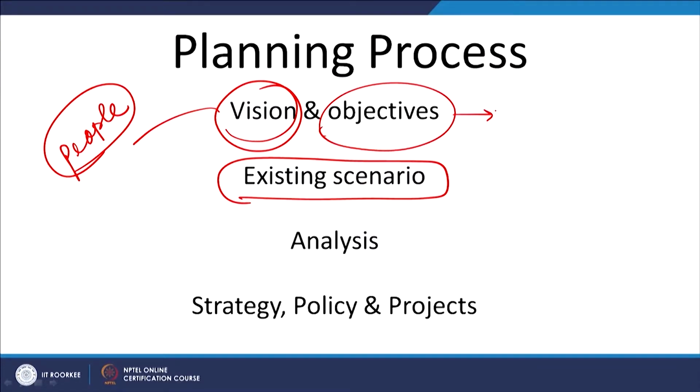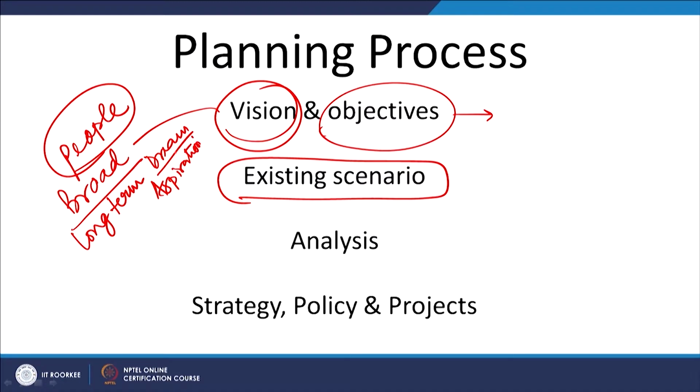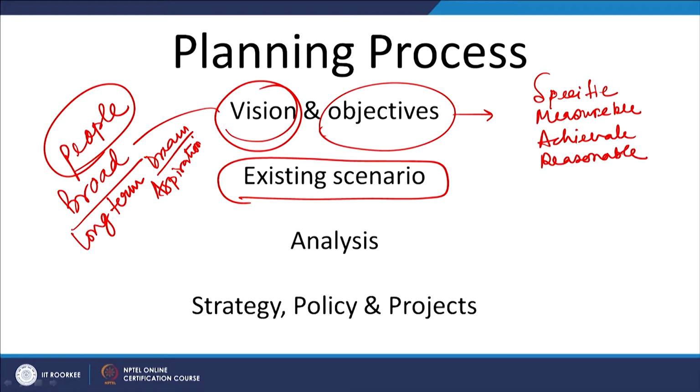Now, the difference between vision and objectives: vision is broad in nature, basically a long-term dream or aspiration, whereas objectives are very specific in nature and should be presented in a measurable format, achievable within a time frame, and reasonable, so that they can be completed within a specific time-bound framework. So, objectives should be SMART: specific, measurable, achievable, reasonable and time bound.